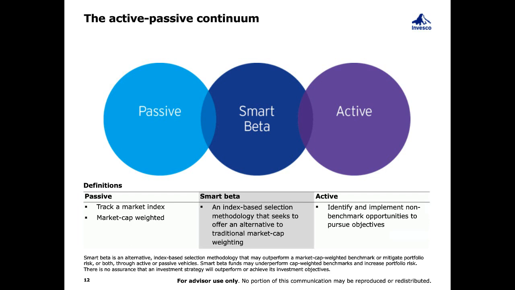Smart beta falls in the middle. It is an alternative index-based selection methodology that falls between active and passive. This management style is based on predetermined rules, is not market cap weighted, but uses alternative weighting methodologies such as equal weight or fundamentally weighted, and can be based on a variety of factors such as volatility or momentum. In addition, smart beta can be active or passive. A passive smart beta tracks a non-market cap weighted index, whereas an active smart beta strategy can include quantitatively enhanced index strategies.